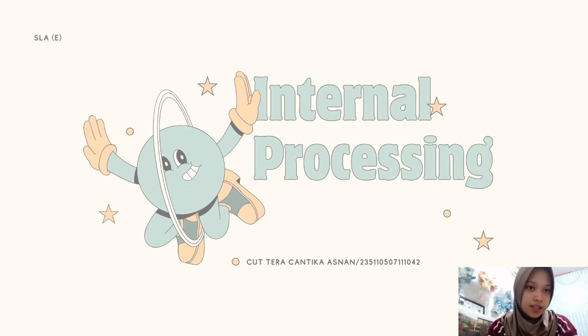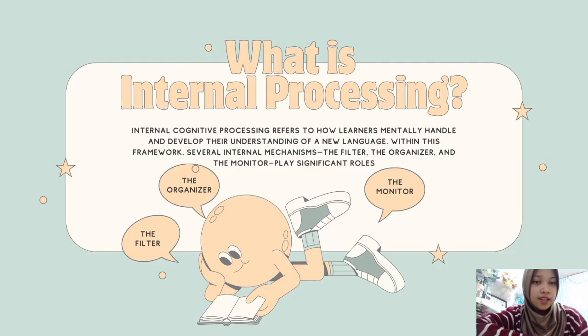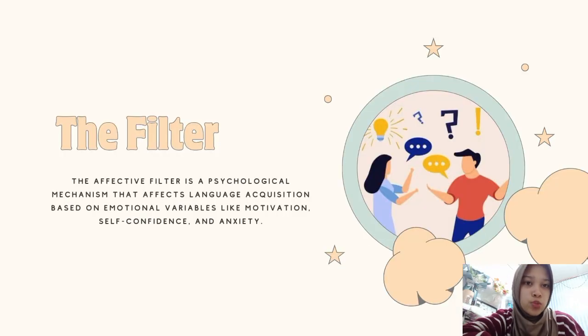I want to explain about internal processing. In SLA, internal cognitive processing refers to how learners mentally handle and develop their understanding of a new language. Within this framework, there are several internal mechanisms, like the filter, the organizer, and the monitor, that play significant roles. The first one is the filter, or affective filter.